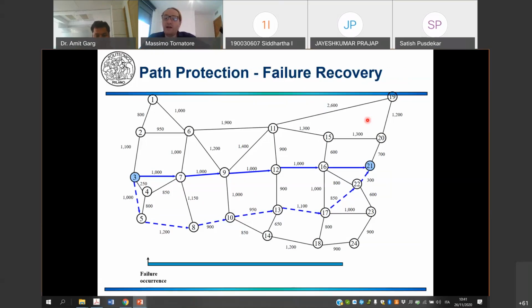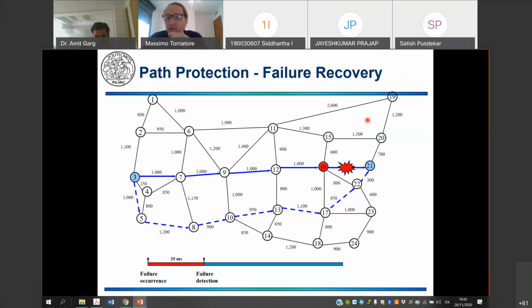Now, as I said before, when you evaluate a protection technique, it's not just about the capacity that you use. In this case, a lot of capacity is used because you use twice the capacity. But it's also about the protection switching time. How long does it take to go on the secondary path? How long does it take to get the service back again? Let's see what the protection switching time is in this example, assuming we have a failure between node 16 and node 21.